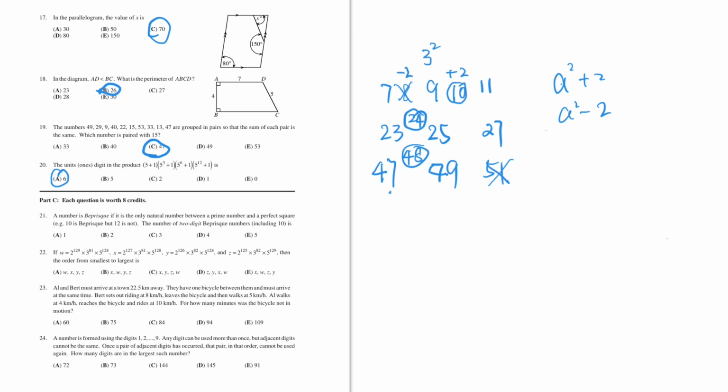After 7, that's 9. 9 squared is 81. Plus 2, 83. 83 is prime, so 82 is Baprisc. Minus 2 is 79. 79 is prime, so 80 is another Baprisc. So total 1, 2, 3, 4, 5. Therefore, the answer is E.